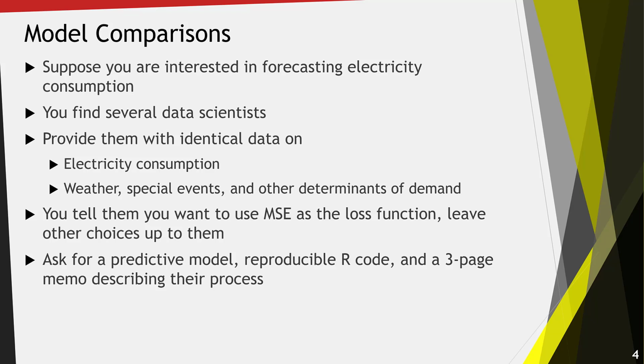You want to make sure you find the best model, so you hire several data scientists. You provide each of them with identical data on electricity consumption, and then determinants of electricity demand, things like weather, special events, and any other determinants you can think of. You tell them you want to use mean square error as your loss function, but leave all of the other choices up to them. You ask for a predictive model, some reproducible R code, and a 3-page memo describing the process they went through to construct the model.